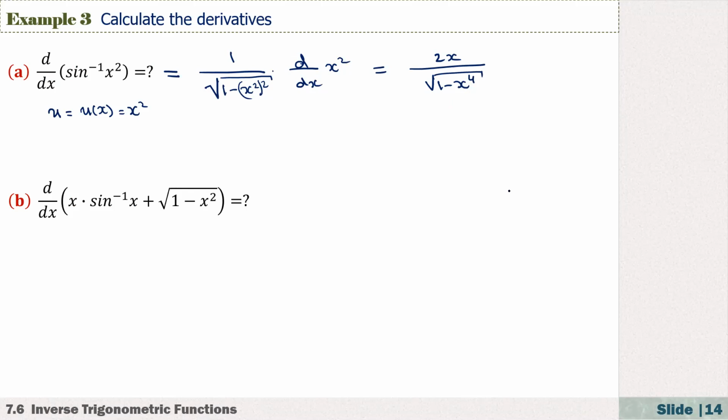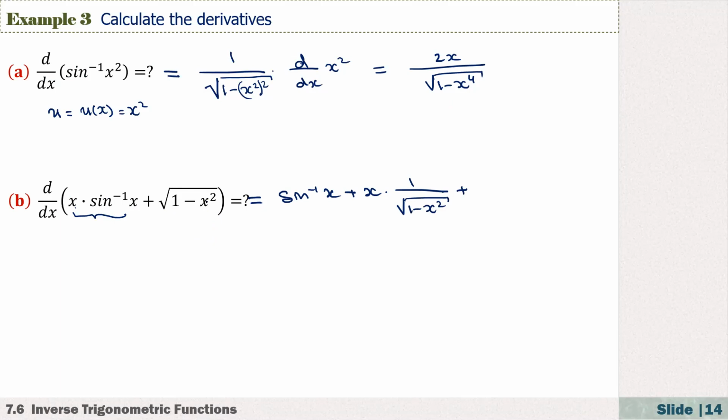And how about the second one? Actually, we can just do this one by one. Here we have the product of two functions, and here we have just another function. So if you differentiate this, first differentiate x. That's equal to sine inverse of x, and plus first x. And what is the derivative of sine inverse? That's equal to 1 over square root of 1 minus x squared.